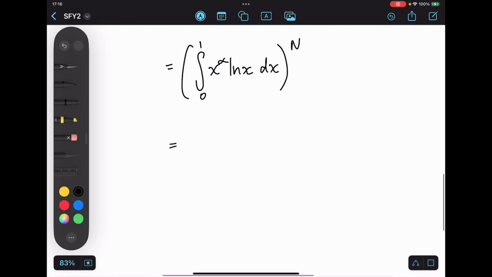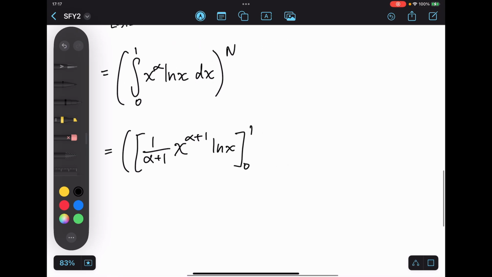And we can use integration by parts. That's going to give me, this is the uv part, 1 over alpha plus 1 times x to the power of alpha plus 1 log x from 0 to 1. And I'm going to take away the integral of v du, which is the integral from 0 to 1 of x to the alpha over alpha plus 1 dx. And that's to the power of n.